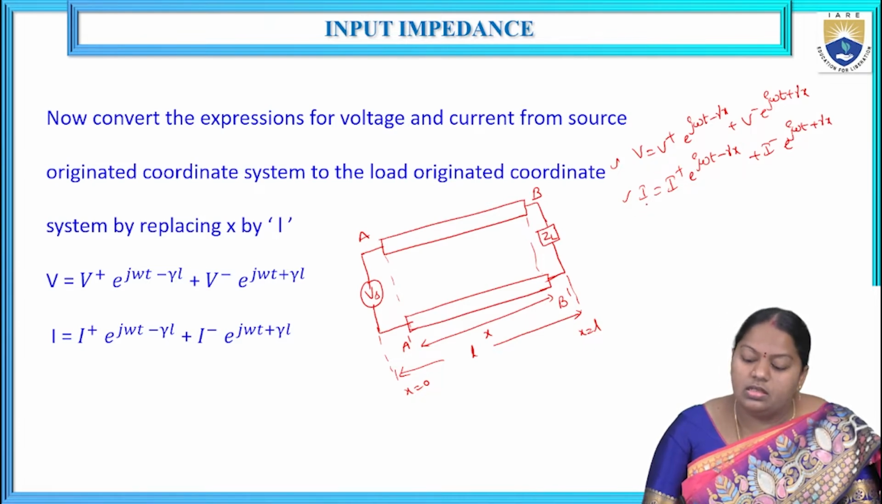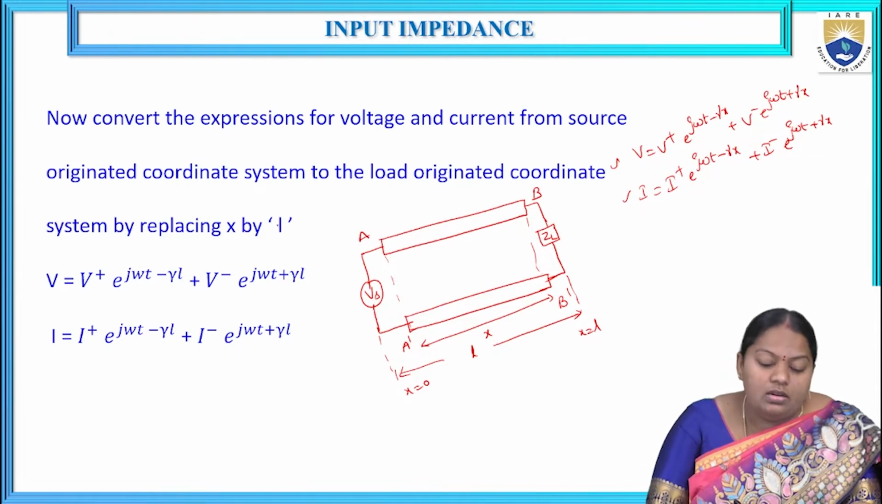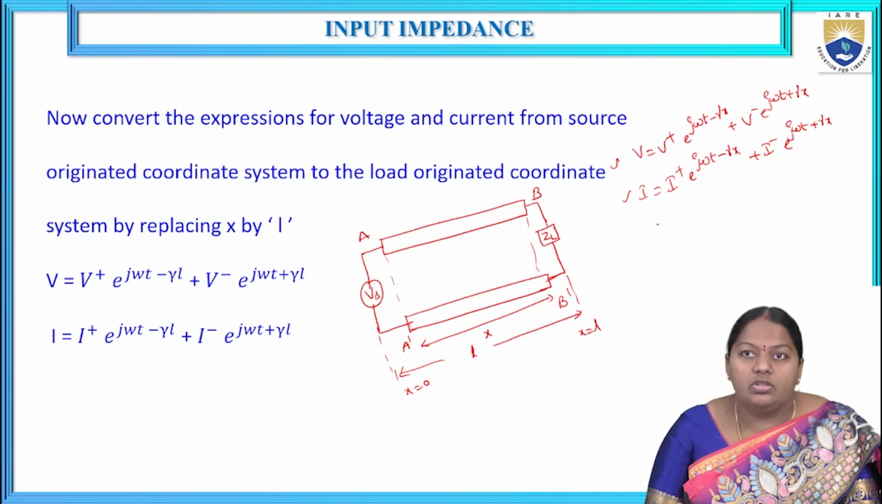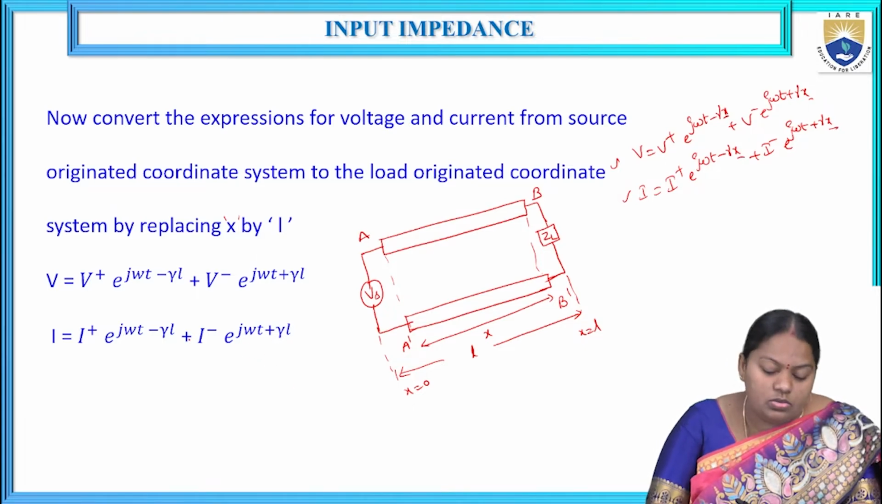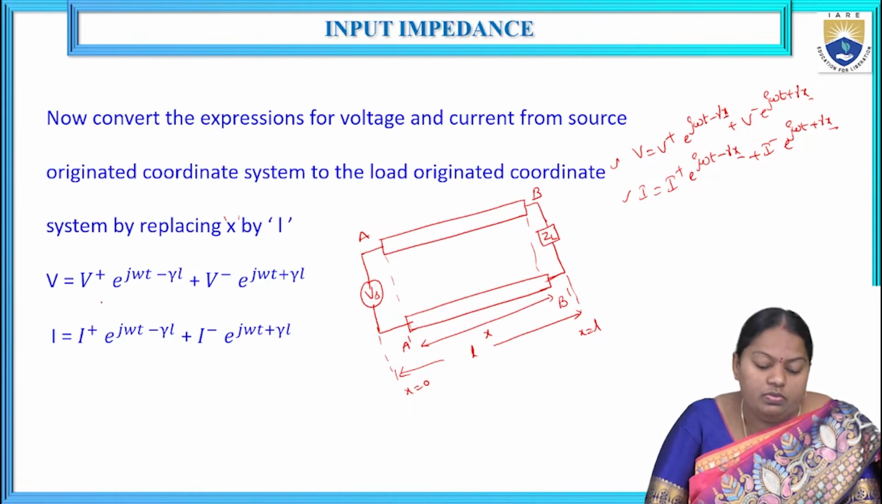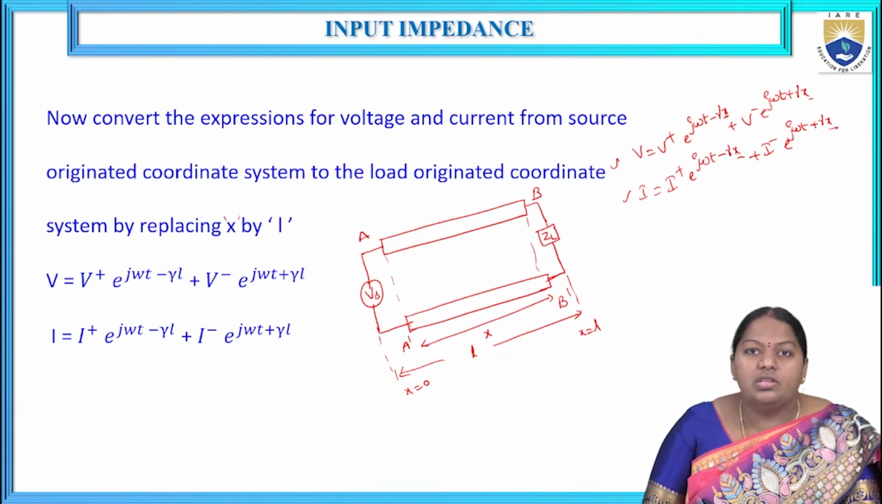Now consider these two equations. In that you just replace x by L. Now convert the given two expressions, voltage and current, from source originated coordinate system to the load originated coordinate system, by replacing x by L. In all four places we are replacing x by L. Then those two equations are obtained as V equal to V plus e power j omega t minus gamma L plus V minus e power j omega t plus gamma L, and I equal to I plus e power j omega t minus gamma L plus I minus e power j omega t plus gamma L, where L is the length of the load originated coordinate system of a transmission line, right?